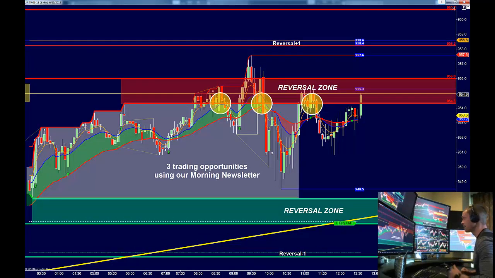So again, morning newsletter, making sure we have everything under control, putting together a plan before we started the day today. Last but not least, we can't forget about the mighty mini Russell. The mini Russell gave us 3 easy selling opportunities this morning. There's 1, there's 2, and there's 3. Each one of them coming up into the reversal zone, short. It may even give us a fourth one here.